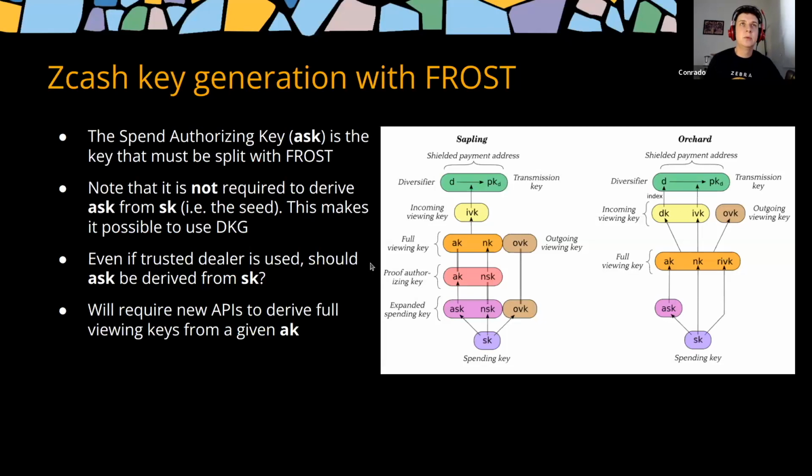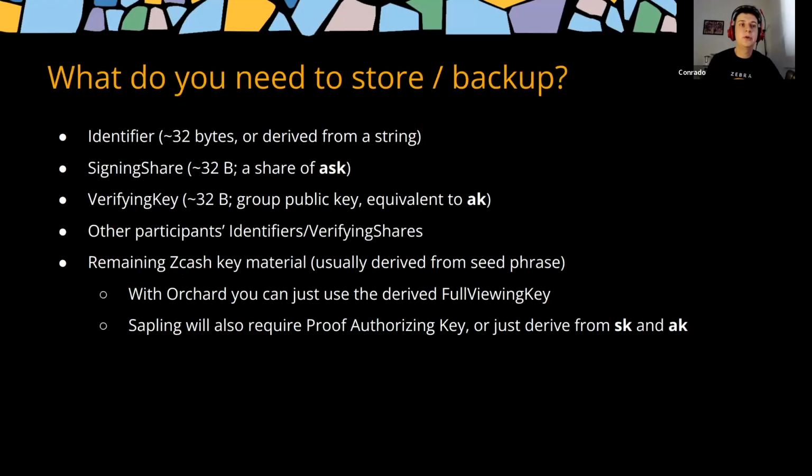So that's one part of the issues we face. Another part is, how do you store this? How do you back this up? It's easier to back up a seed phrase. It's harder to back up an identifier, a signing share, a verifying key, and a full viewing key in the case of Orchard, and a proof authorizing key in the case of Sapling. So yeah, this is something that we'll need to think about.